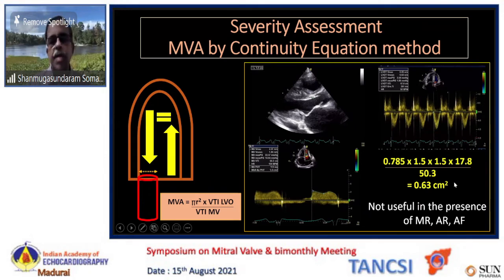Then the continuity equation: what gets into the LV goes out through the aorta. So if you know the flow across the LVOT, and if we have the VTI of the mitral valve, we are supposed to get the mitral valve area, but it is not going to be useful in the presence of significant AR or significant MR.